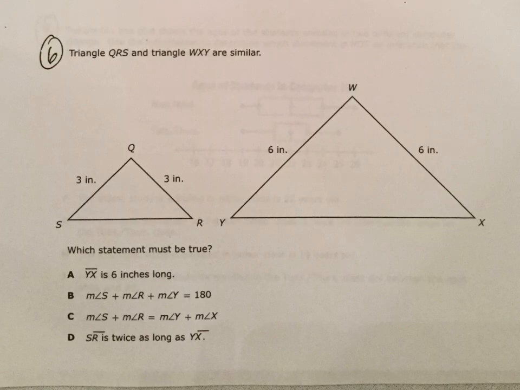Number 6. Triangle QRS and triangle WXY are similar. Which statement must be true? All right, so we're looking for a true statement. So let's look at each one. Line segment YX, so here's line segment YX, is 6 inches long. This is false because it does not indicate the length. We do not know how long that is. The 6 inches is for that side.